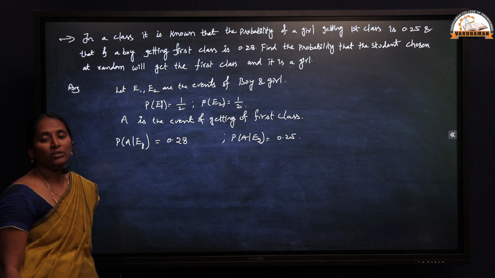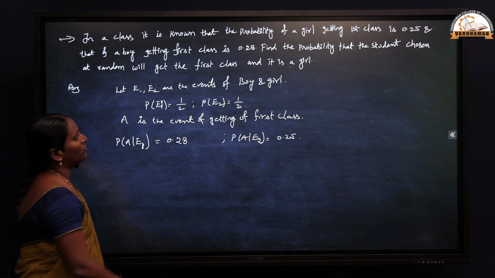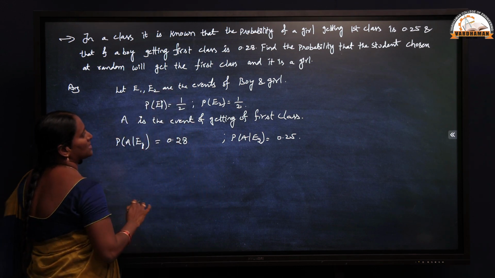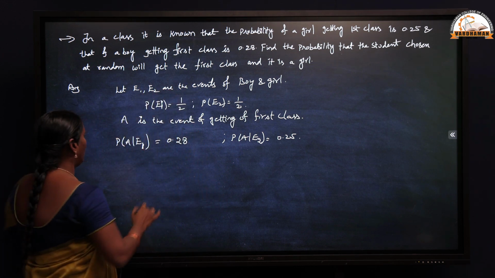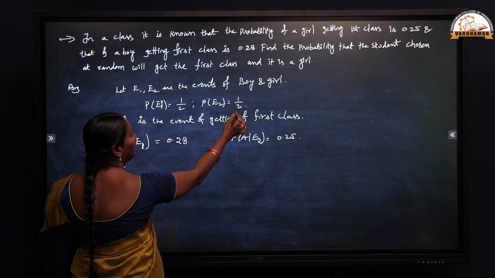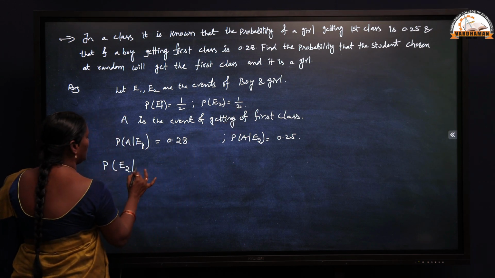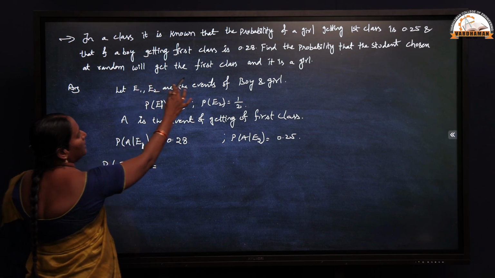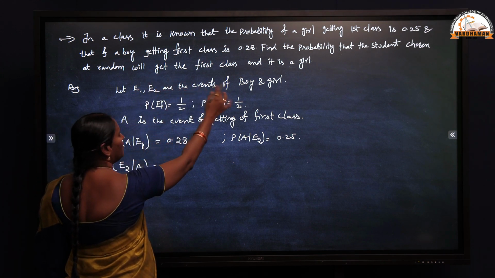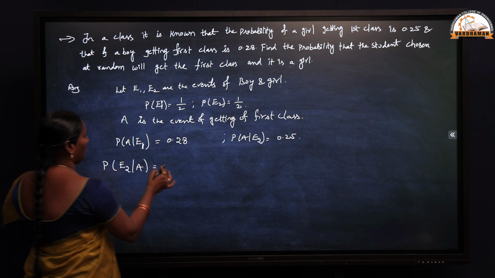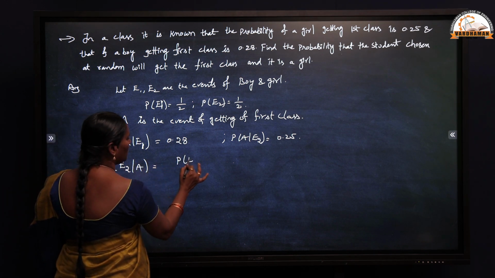Now what we are going to find out: the probability that the student chosen at random will get first class and is a girl. So what are we going to find out now? The probability of E2, the girl event, which we define as E2. E2 given A. The person will get the first class and it will be a girl. So P of E2 given A equals, what is the formula now?